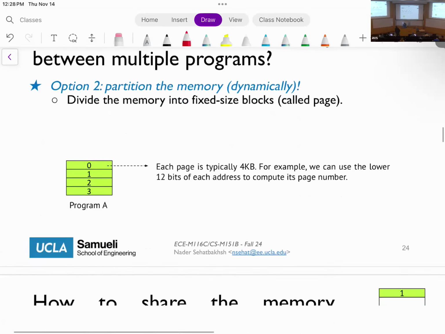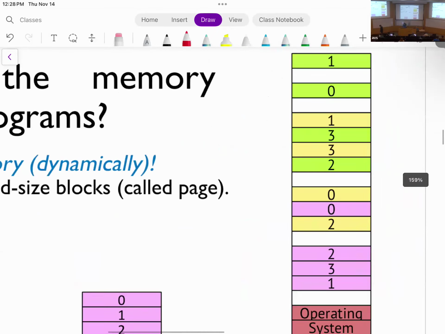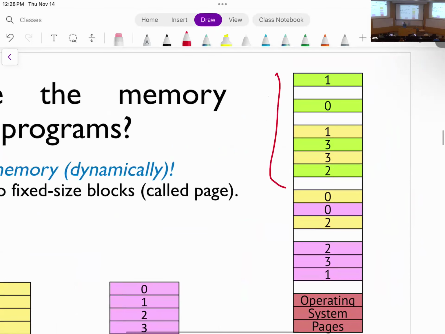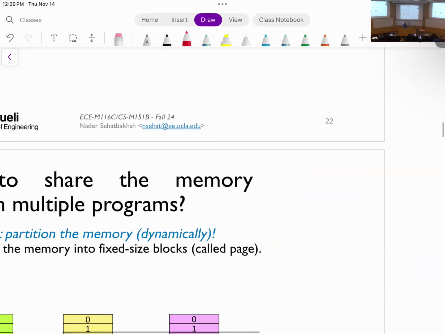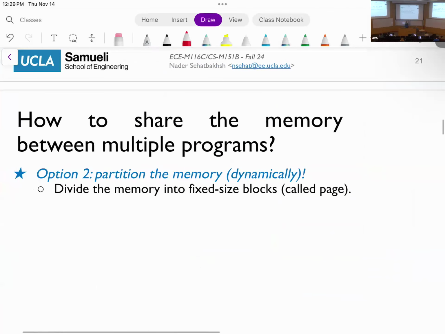So your entire memory would look something like this, where what used to be one program and another program is now a sequence of many, many small pages, okay? How many pages depends on how large your memory is, right? So for example, if you have 8 gigabytes of DRAM, then you're going to have 8 gigabytes divided by 4 kilobytes, if this is your page size, and that would be the number of pages you're going to have in your system, okay?